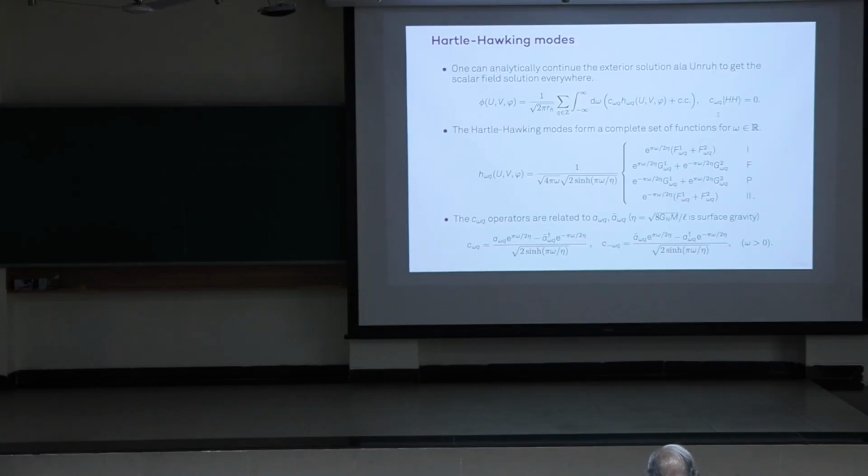Once you have the solution in the exterior, you can either solve the equations again in the future and the past wedge and match them at the horizons, or you can simply analytically continue the exterior solution à la Unruh to get the scalar field solution everywhere. Unruh's basic point is that once you cross the horizon, you do it in such a way that the mode functions, which have a branch point at u equal to 0 and v equal to 0, are analytic in the lower half u plane and lower half v plane.